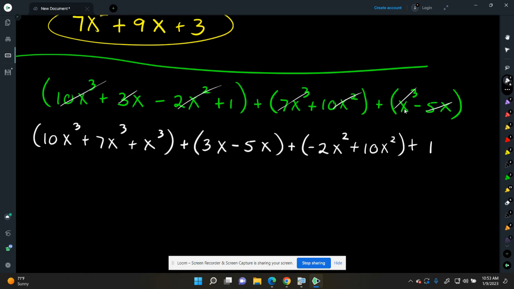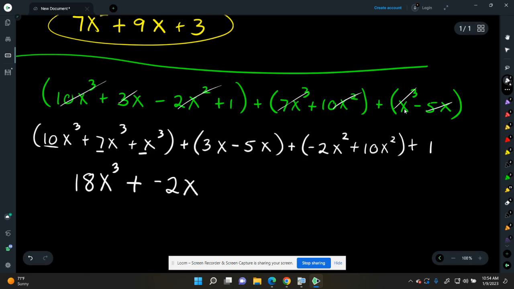Okay. So for x to the third, we have 10 plus 7 plus 1. So that is 18x to the third. Plus, now the x, we have 3x minus 5x is negative 2x. Plus 8x squared, good, 8x squared. Plus 1.